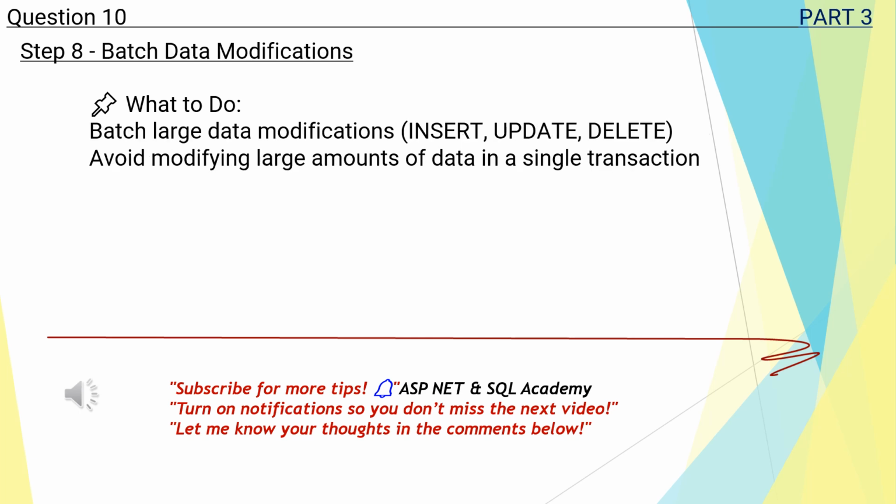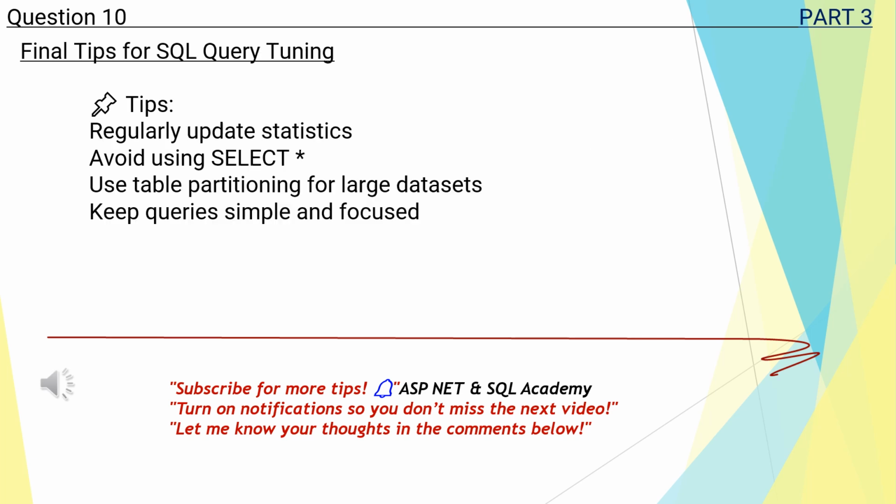Finally, when performing large data modifications, consider batching the operations. Modifying a large amount of data in a single transaction can cause locking issues and slow down your database. Batch the changes to improve performance and avoid timeouts.